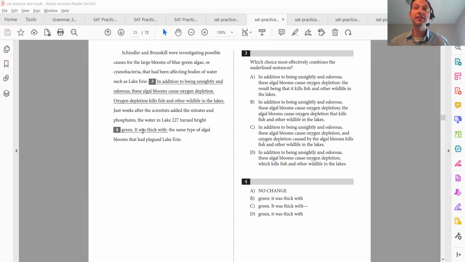Just weeks after scientists added the nitrates and phosphates, the water in Lake 227 turned bright green. Okay, that is a sentence. It was thick with the same type of algal blooms that had plagued Lake Erie. That's a sentence. So you can't have 2 sentences connected with a comma. And actually the answer is B because it's explaining why it was green, right? Just like we talked about, it offers an explanation of what's prior to the colon. So why was it bright green? It was thick with the same type of algal blooms. Okay, let's move on to another example.